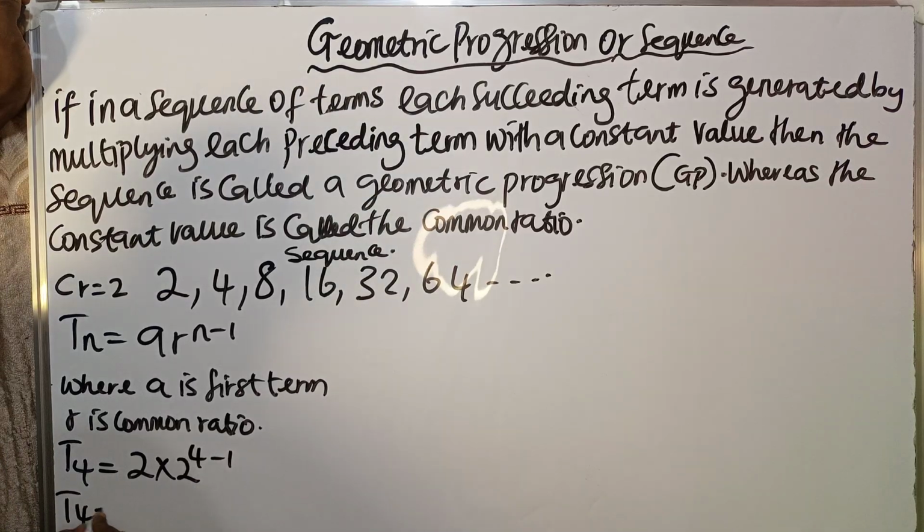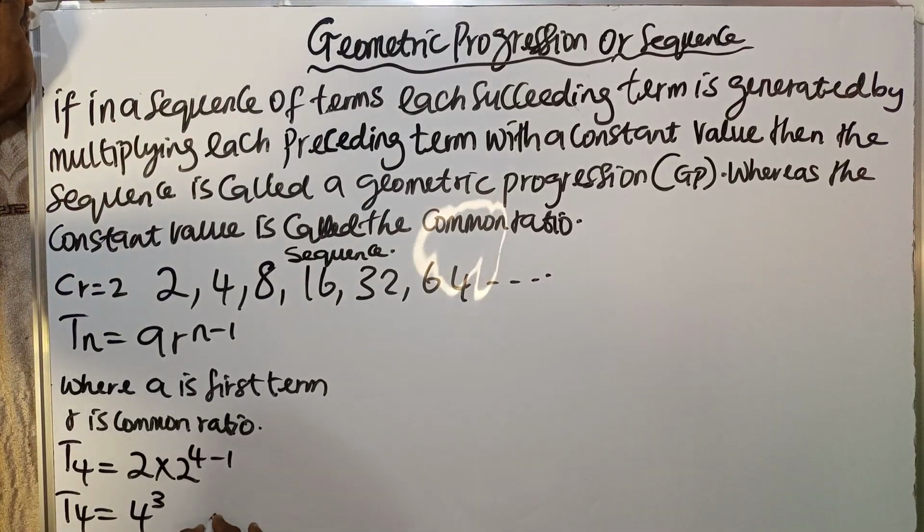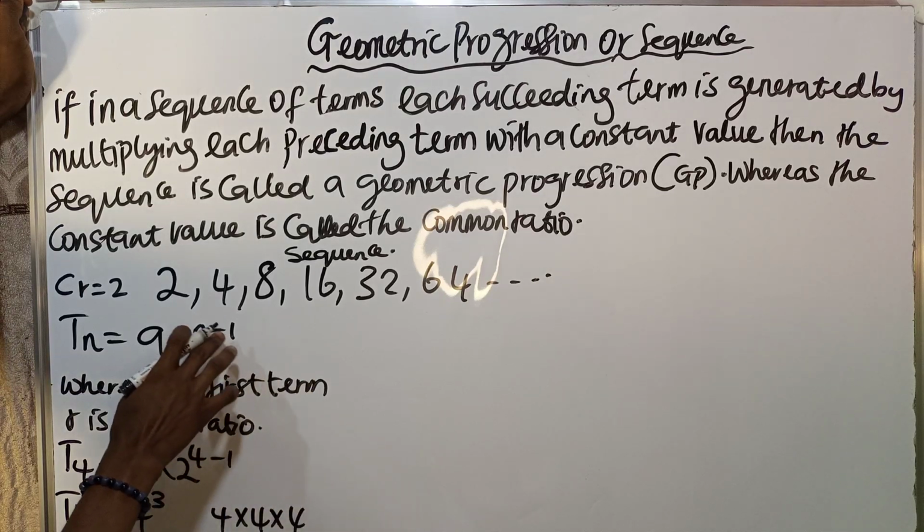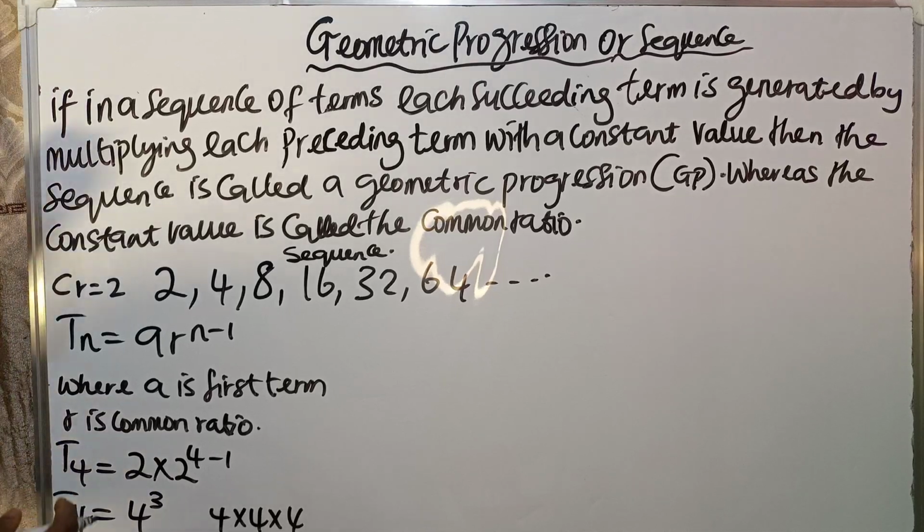So T4 will now be 2 times 2, which is 4, to the power of 4 minus 1, which is 3. 4 to the power of 3 will give me 4 times 4 times 4. 4 times 4 is 8, 8 times 4 is 32.